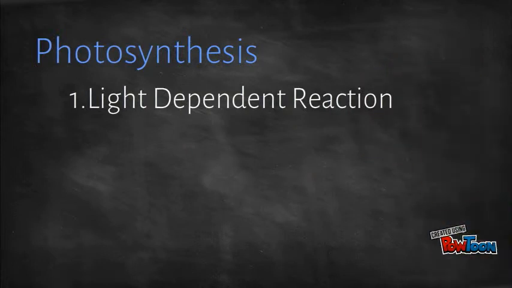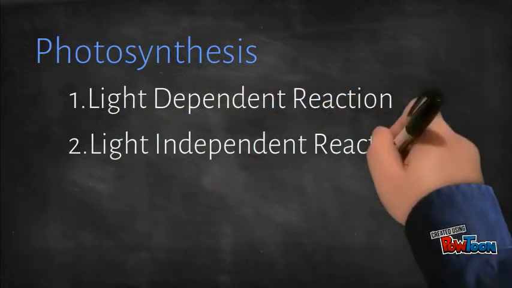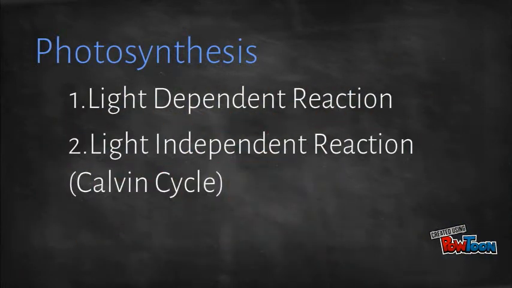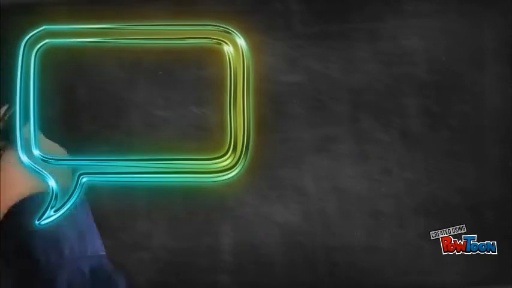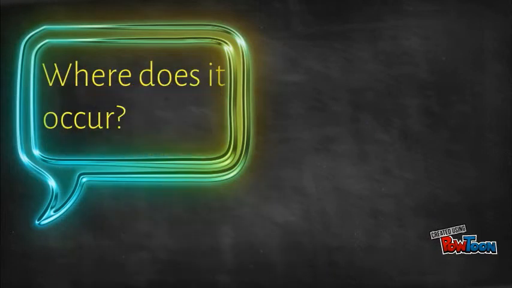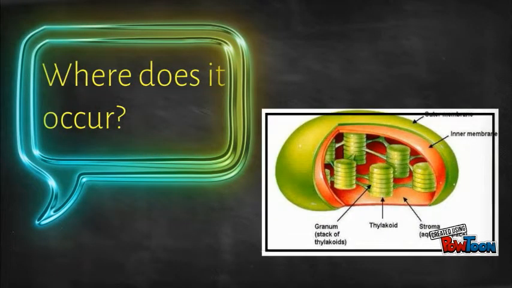Photosynthesis has two steps: the light-dependent reaction and the light-independent reaction, also called the Calvin cycle. The light-dependent reactions occur in the thylakoid membranes, while the Calvin cycle occurs in the stroma of the chloroplast.